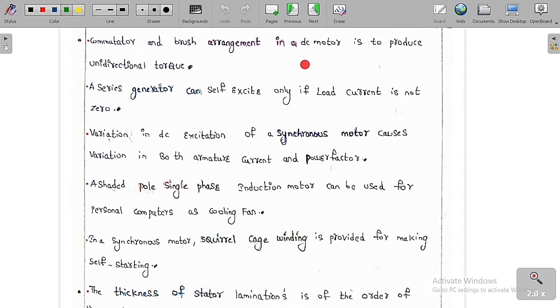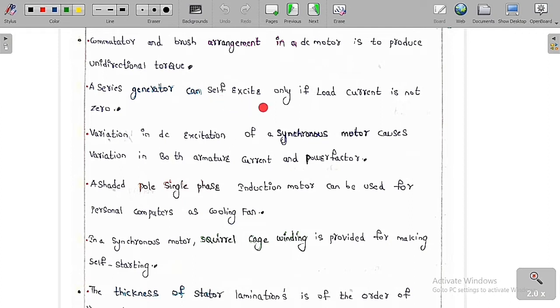The commutator and brush arrangement in a DC motor is to produce unidirectional torque. I already told you, we always have to use the commutator and also the brush, because of these two only we get the unidirectional torque in a DC motor. These things are already explained in detail in the DC machines concept itself. So we always need a commutator with a brush; then only can we say that a unidirectional torque is produced in the DC motor.